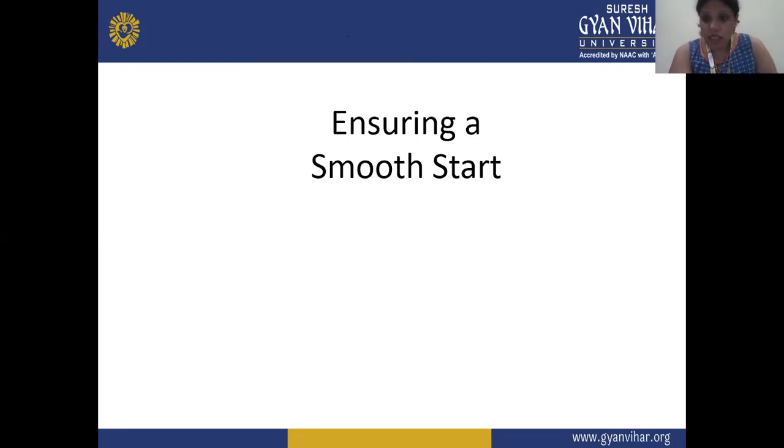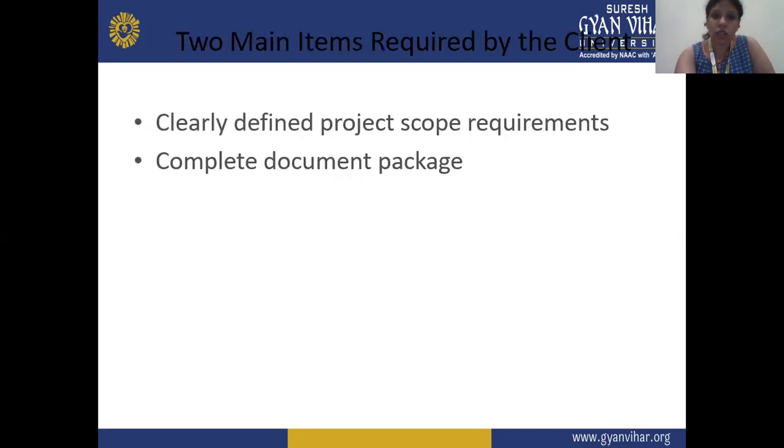That means if you are transferring certain technology, either that technology is needed with the other company, or you have to send a request for proposal. Two main items required by the client: clearly defined project scope and requirements, and a complete document package. For a smooth start, you have to clearly define the objective of the project. What are the objectives and what is your project goal? And you should also give the complete document package.